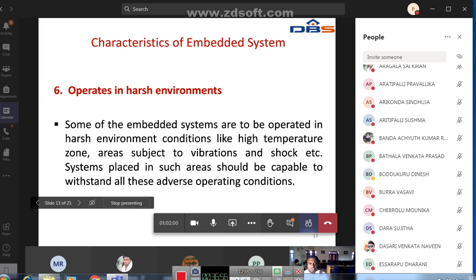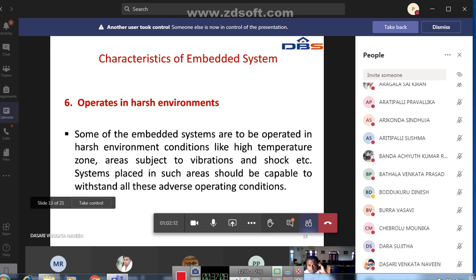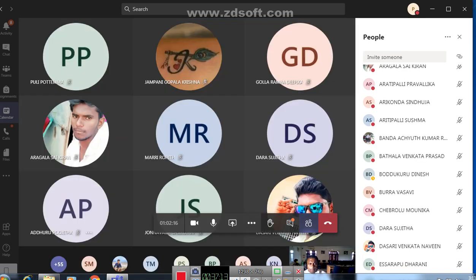Operates in harsh environments. Some embedded systems are to be operated in harsh conditions like high temperature zones, vibrations and shocks. Vibrations occur in industries when many machines are running, shocks and vibrations. Even with those shocks and vibrations, the system has to operate smoothly.